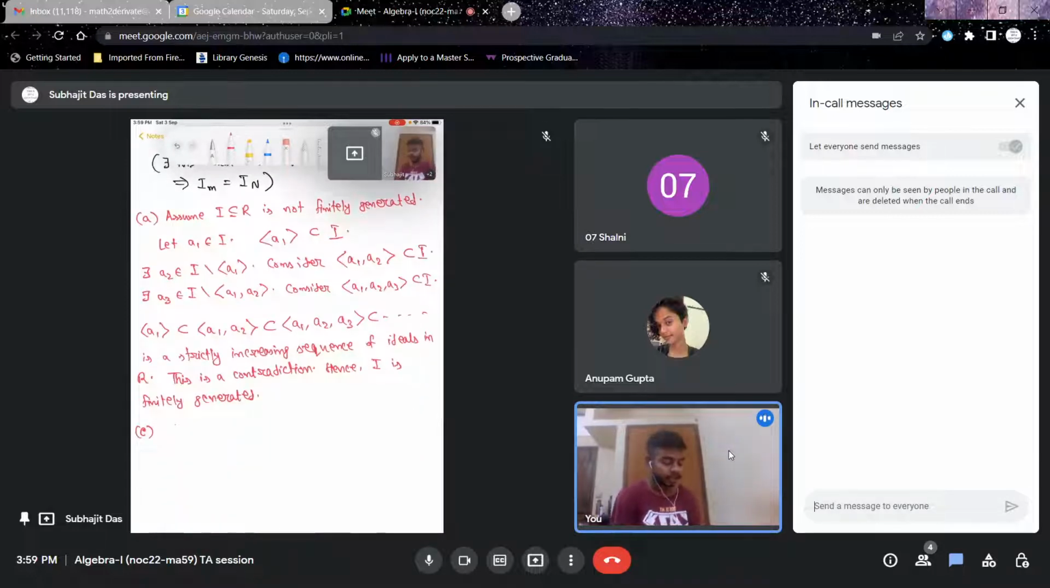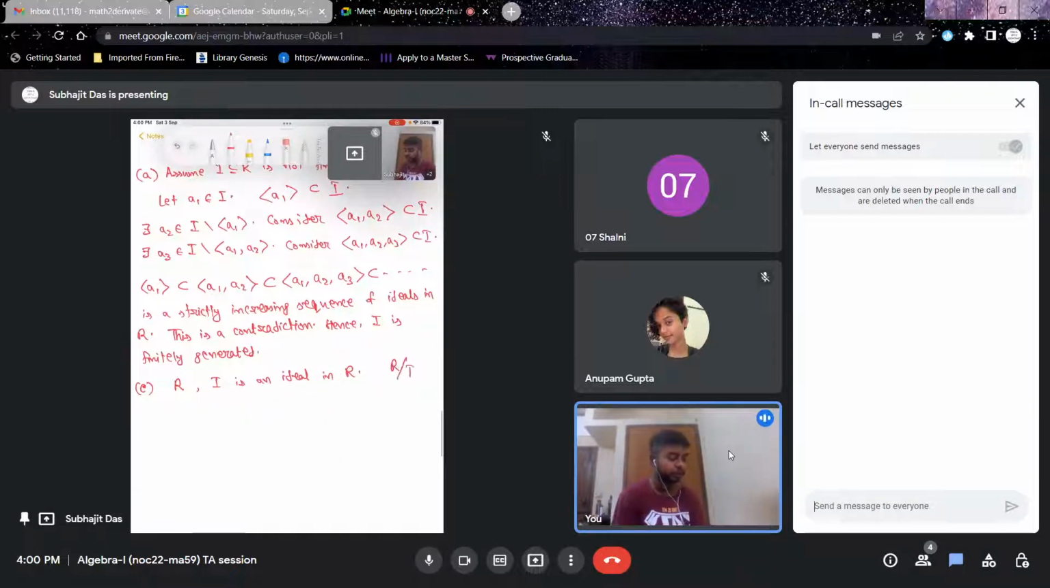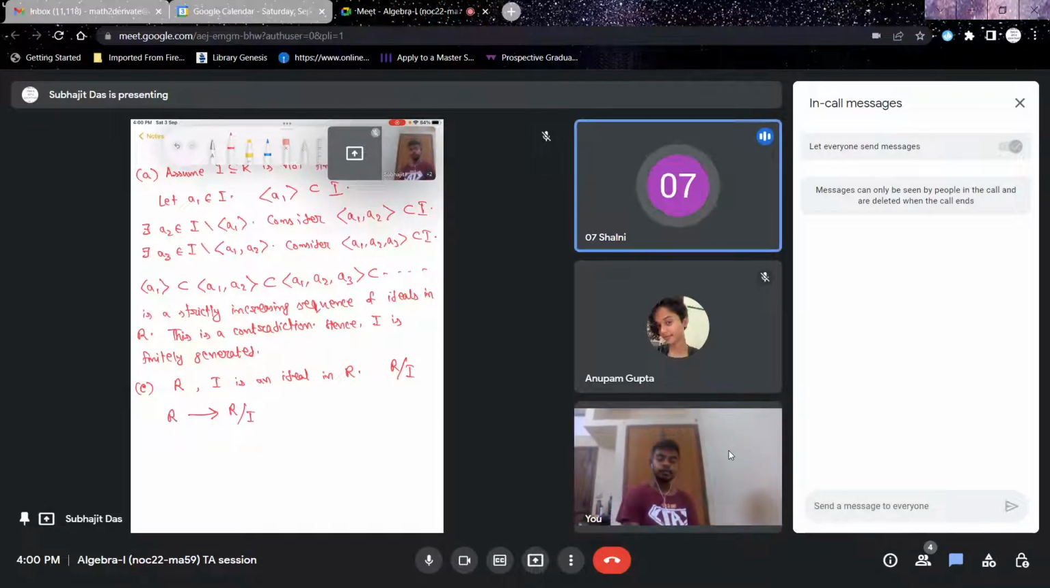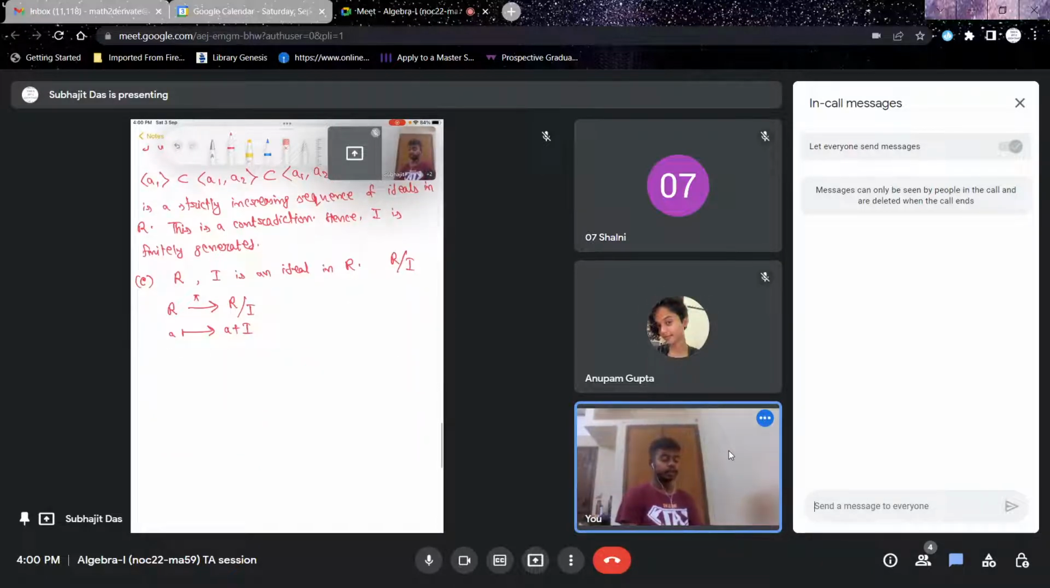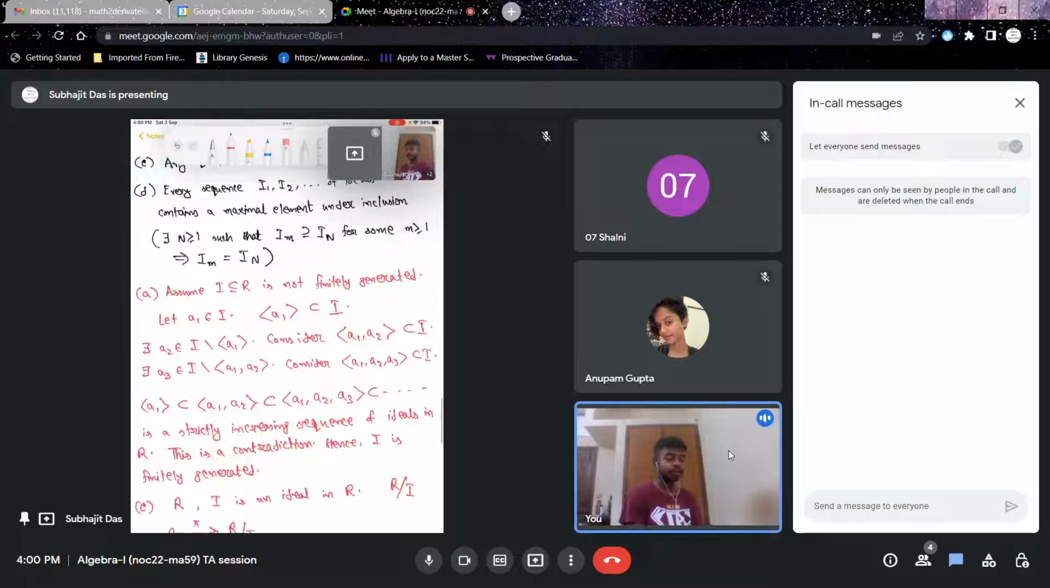Let's take R here and let I be an ideal in R, and consider R mod I, which is our quotient ring. We have a canonical mapping from R to R mod I. Every a is mapped onto a plus I, the corresponding coset. This canonical mapping is actually a surjective homomorphism, an epimorphism, of R onto R mod I. Now we want to show that indeed R mod I will be Noetherian.